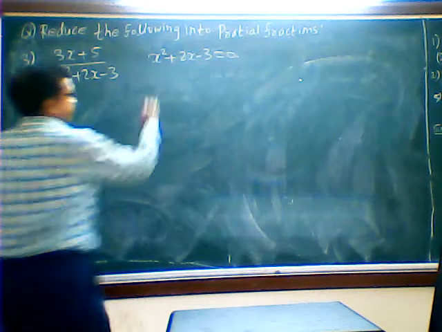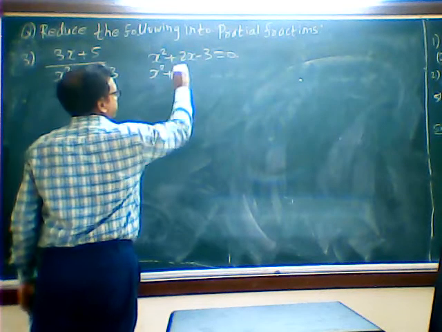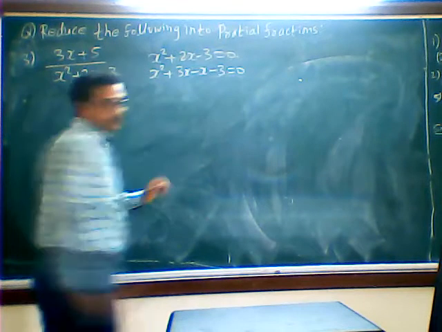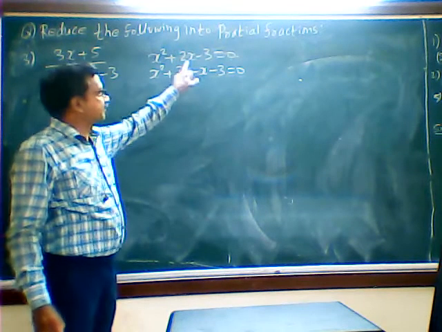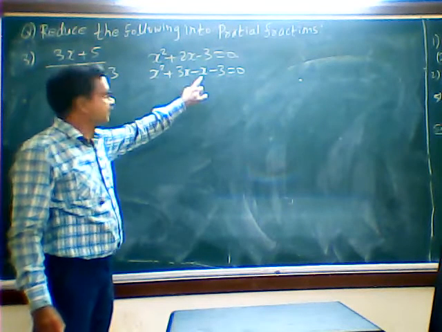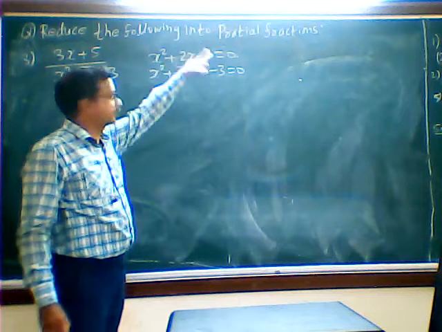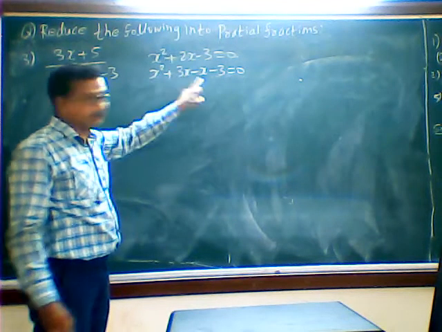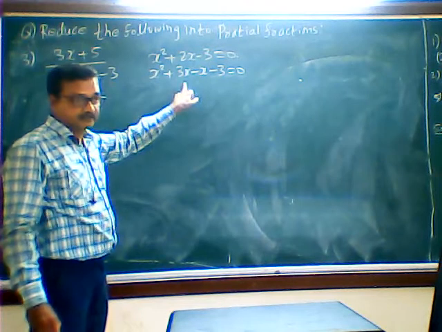Okay, that will be what? x square plus 3x minus x. Clear? 3x minus x gives 2x, and 3x multiplied by minus x gives minus 3x square as the product. It should match. The product and the sum or difference, whatever you are getting here, they should match.